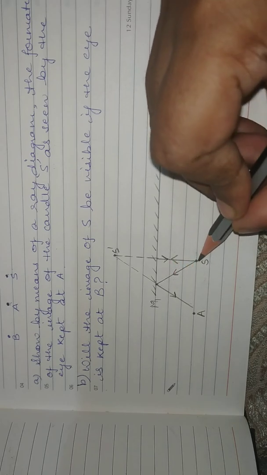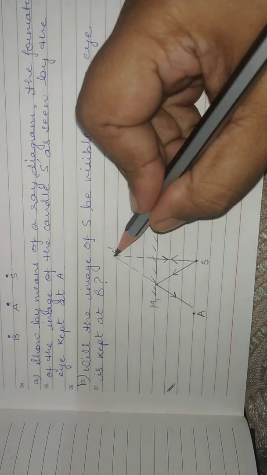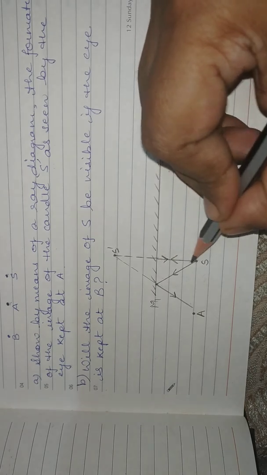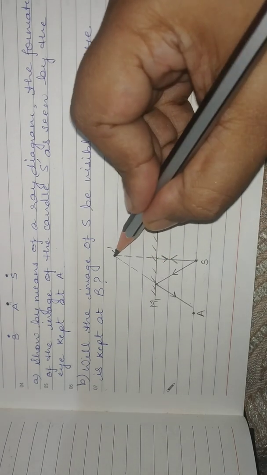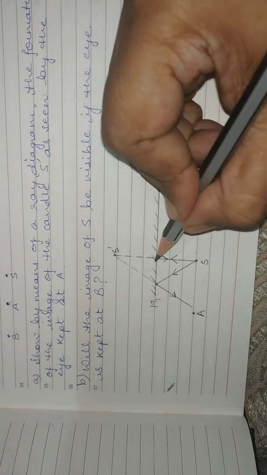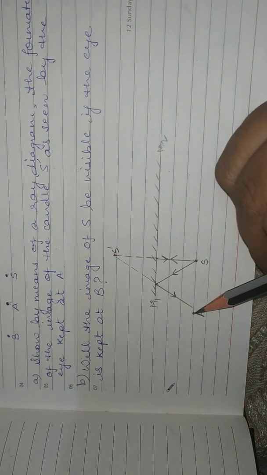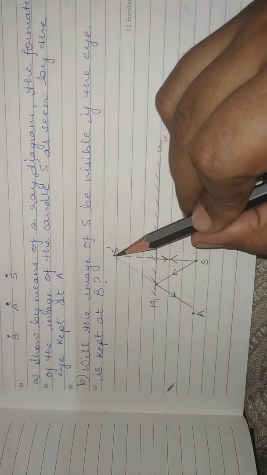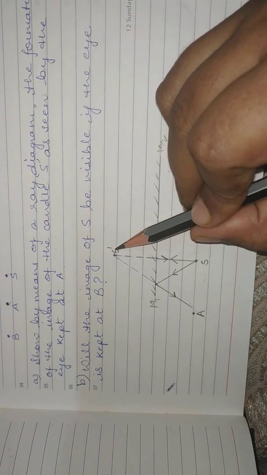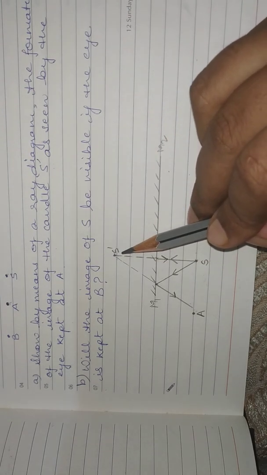Point to be noted, children, S and S dash are in the same straight line. The distance between the mirror and the object is same as the distance between the mirror and the image. So when the human eye is placed at A, it will perceive that the image is formed somewhere at S dash. So this is the first part of the question.